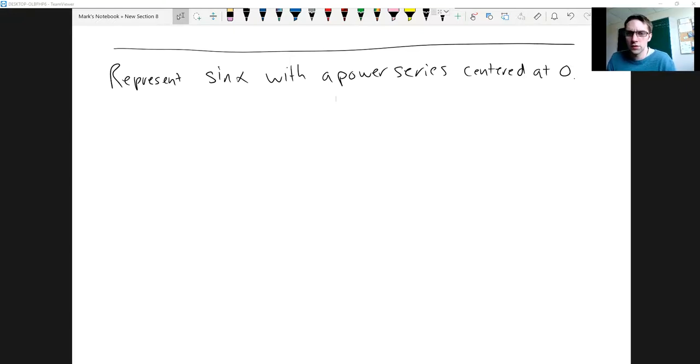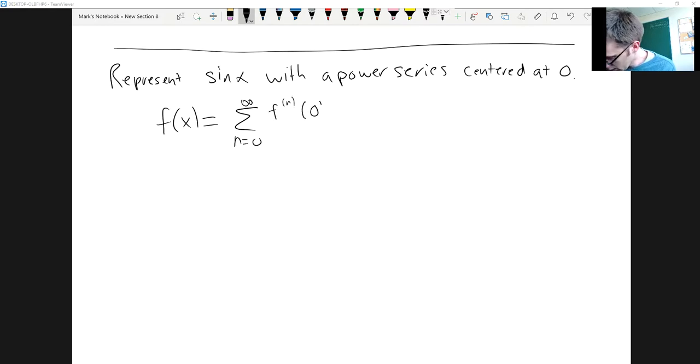Let's look at how we can represent the function sine of x using a power series centered at x equals 0. Let me remind you that the formula for a Taylor series, which is our method for calculating power series, is that the function is going to be equal to the sum from n equals 0 to infinity of the nth derivative evaluated at the center point, which in this case is 0, divided by n factorial times x minus the center point, all raised to the n. And so we want this to be equal to the sine of x, at least everywhere that it converges.